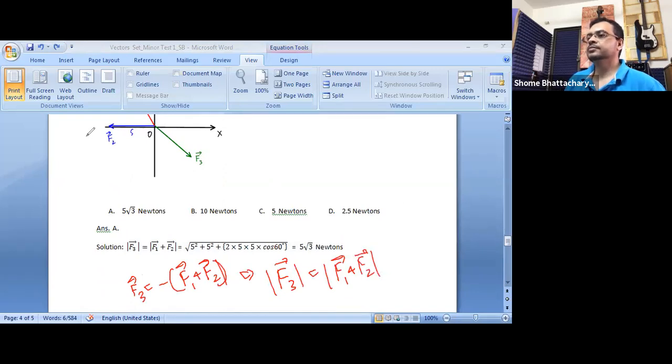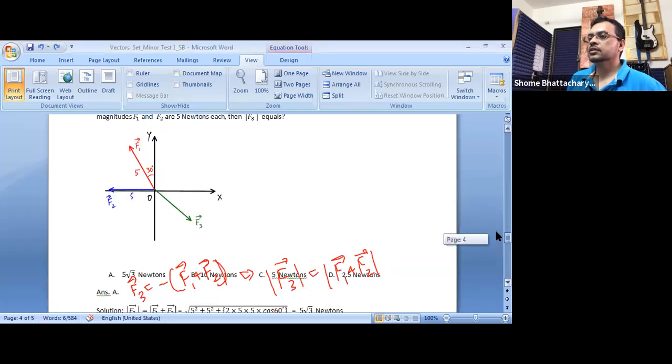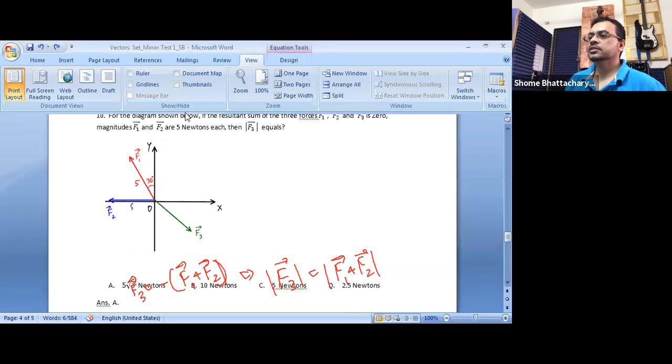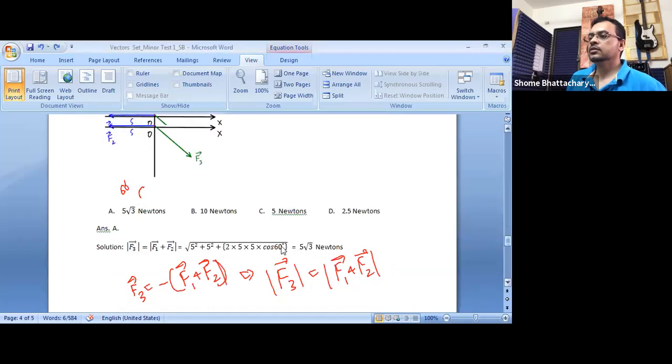And if you go back to the diagram, you can see that we have all the information about F1 and F2. Their magnitudes are 5 each. Whereas how much is the angle between them? The angle between F1 and F2 is 60 degrees. So that is why in the diagram below, we have substituted this angle as 60 degrees, because this angle was 60.